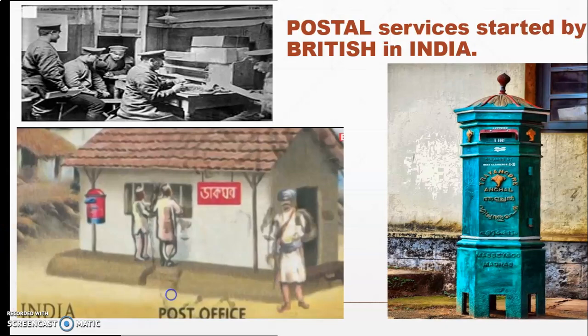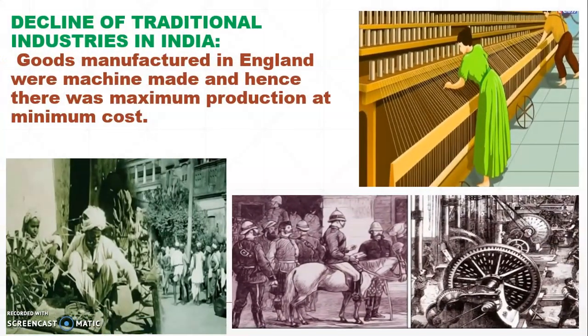Now, what were the disadvantages? The Britishers started bringing their own factories. That is, the power loom started coming in. Okay, factory-made products started coming in. On the other hand, the handmade products and the Indian artisans started losing their jobs. So there was a decline in the traditional industries in India. Now, the Britishers made factory-made goods. So what was happening with the factory-made goods?